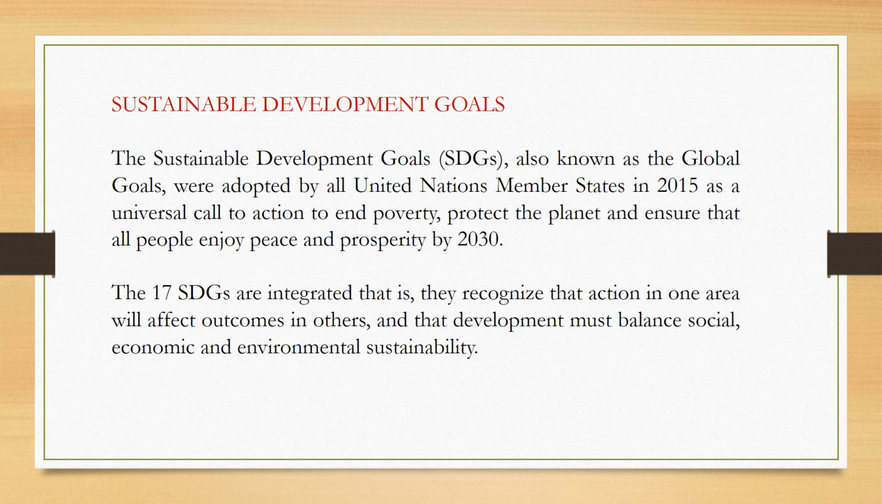There are 17 sustainable development goals which are integrated. They recognize that action in one area will affect outcomes in others, and that development must balance social, economic, and environmental sustainability. What we have observed in our Venn diagram.